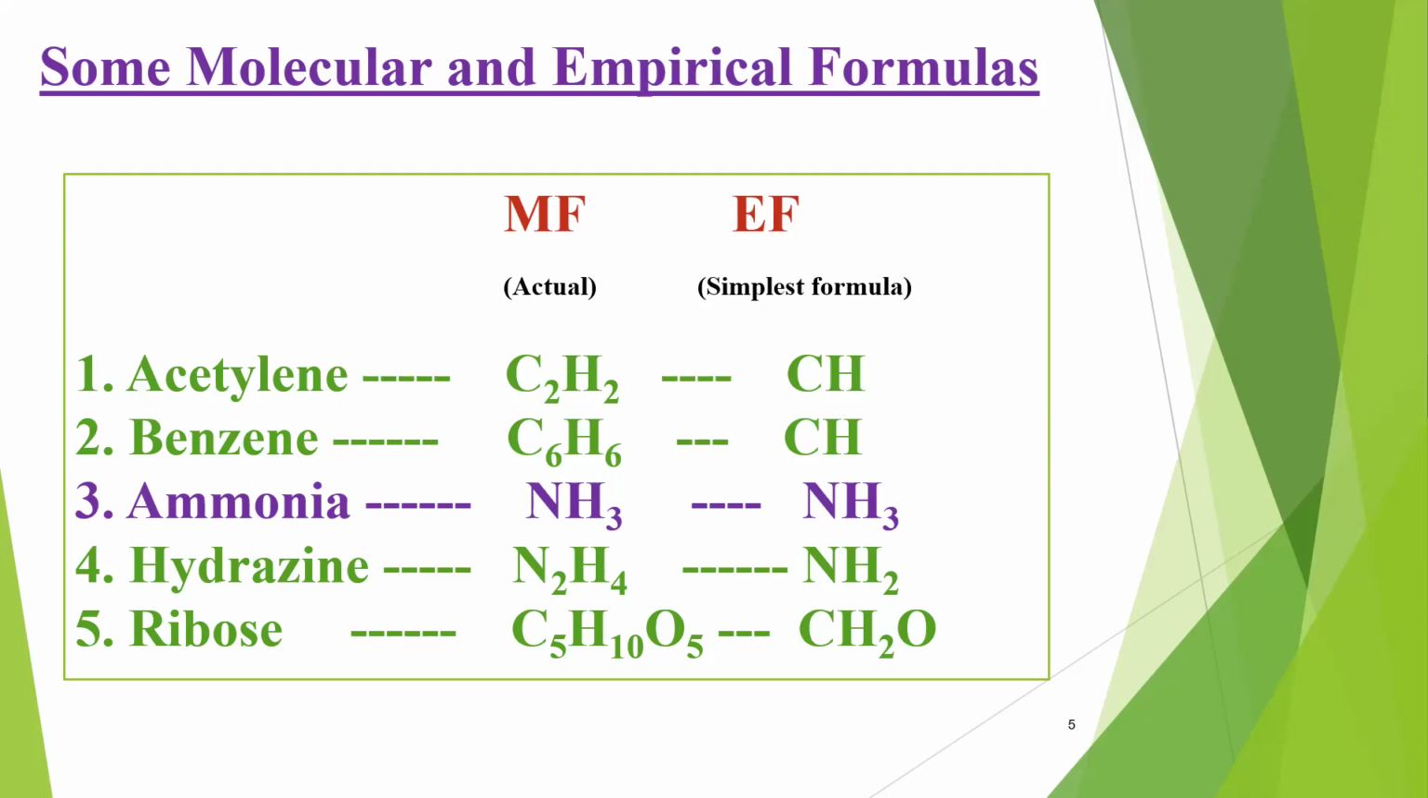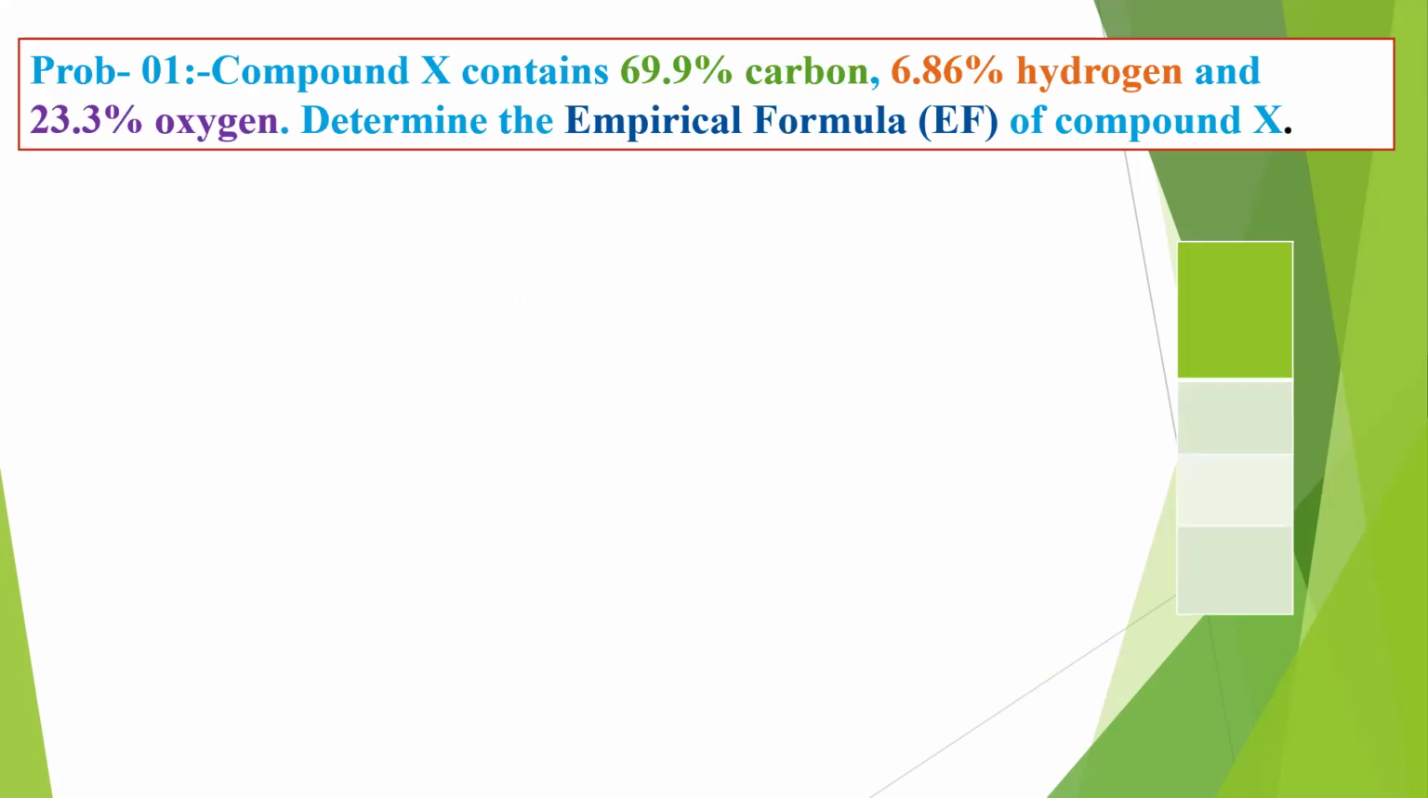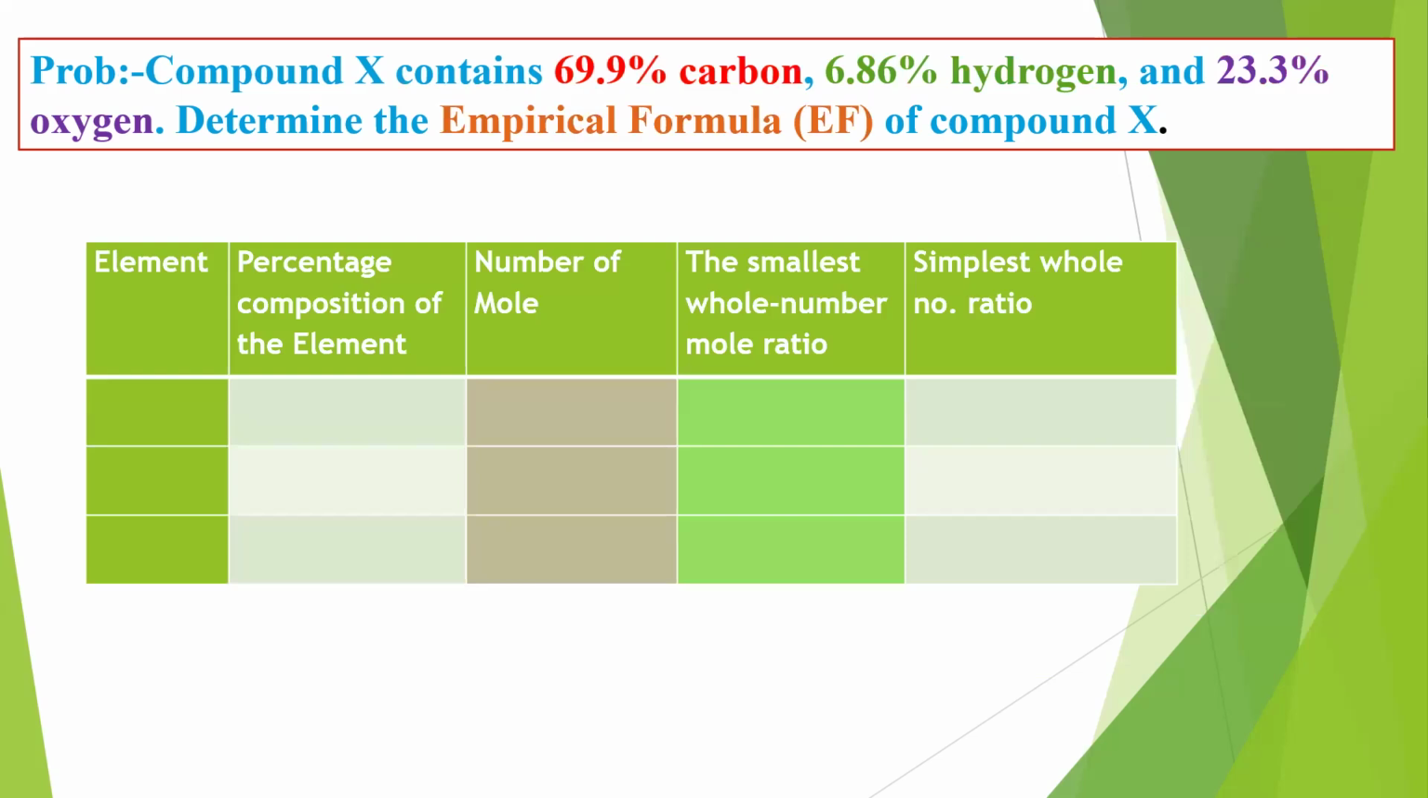N2H4, empirical NH2, then glucose, ribose, like that. So if percentage is given, how are you going to calculate? Percentage of carbon, percentage of hydrogen, percentage of oxygen are given. By the addition of these three values, you will get 100. Sometimes they will give you the remaining percentage as oxygen. So determine the empirical formula. First write a table: element, percentage composition of the element, number of moles, then simplest whole number ratio.